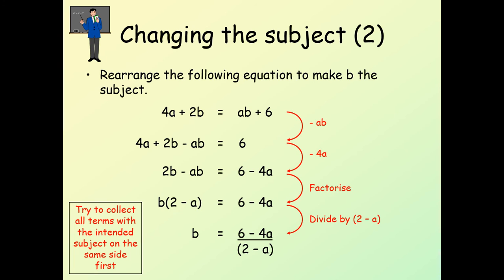So make sure you please copy down this example here and follow the steps. So in summary, we subtract AB from both sides. Then we subtract 4A. Then we factorize. Then we divide by 2 minus A on both sides. And there you go. I've made B the subject. And this isn't the final answer in its correct form, because if you're making B the subject, the B would have to come first.